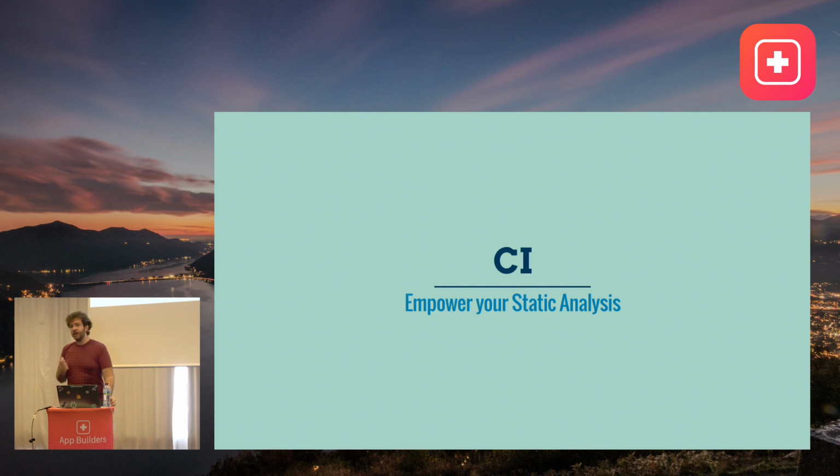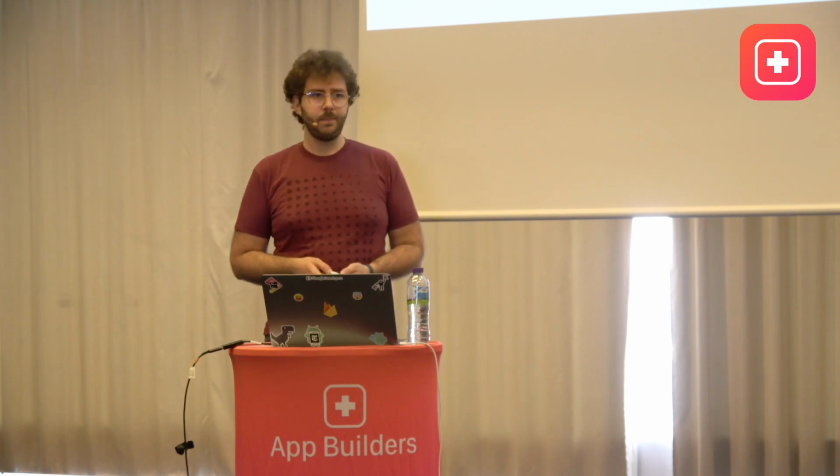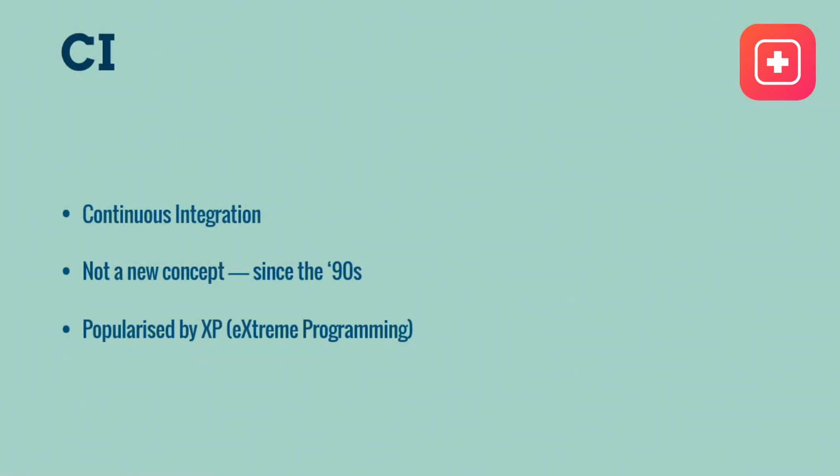Now, we also said that the third column to achieve code quality is CI. CI means, as probably most of you know, continuous integration. It is hardly a new concept. It's been around since the 90s. It was actually popularized by extreme programming, also known as XP, not to be confused with Windows.